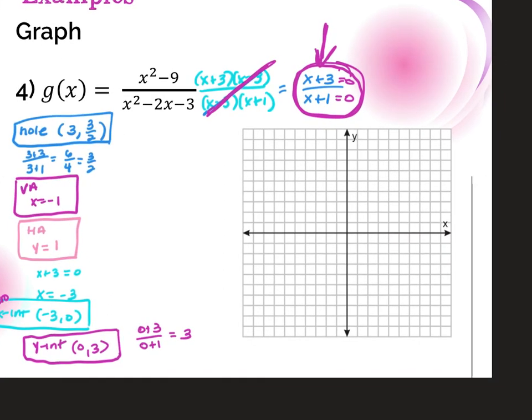So now let's plot our vertical asymptote at -1, our horizontal asymptote at y equals 1. Our x-intercept is at -3, 0. Our y-intercept is at 0, 3. Sorry, for the horizontal asymptote, do you use that new equation as well? Yep, always the new equation. Everything's new equation.